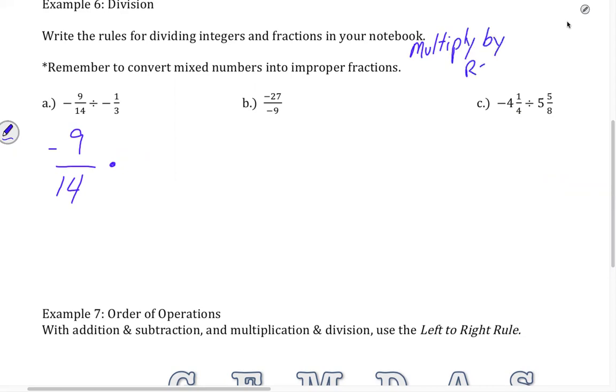Now, I don't think anybody knows how to spell reciprocal, so I'm going to make it up. Okay, so I think that's how you spell it. So we're going to have -9/14 times -3/1. So now I have -9 times -3, that's 27/14.